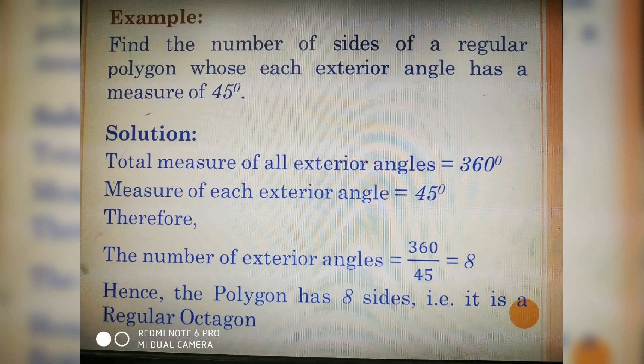Next example: find the number of sides of a regular polygon whose each exterior angle has a measure of 45 degrees. This is the solution. The total measure of all exterior angles is equal to 360 degrees. We have proved this. The measure of each exterior angle is 45 degrees. Therefore the number of exterior angles is 360 divided by 45, that is 8. Hence the polygon has 8 sides. That means it is a regular octagon.